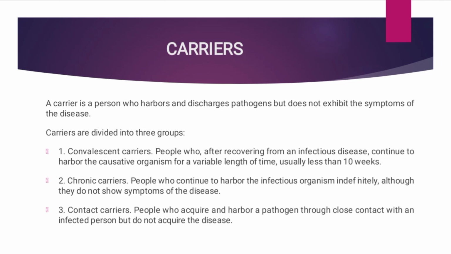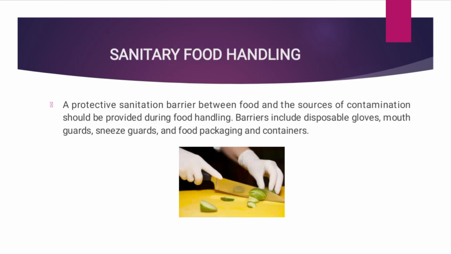Chronic carriers, people who continue to harbor the infectious organism indefinitely, although they do not show symptoms of the disease. Contact carriers, people who can acquire and harbor a pathogen through close contact with an infected person but do not acquire the disease. Sanitary food handling. A protective sanitation barrier between food and the source of contamination should be provided during food handling. Barriers include disposable gloves, mouth guards, sneeze guards, and food packaging and containers.